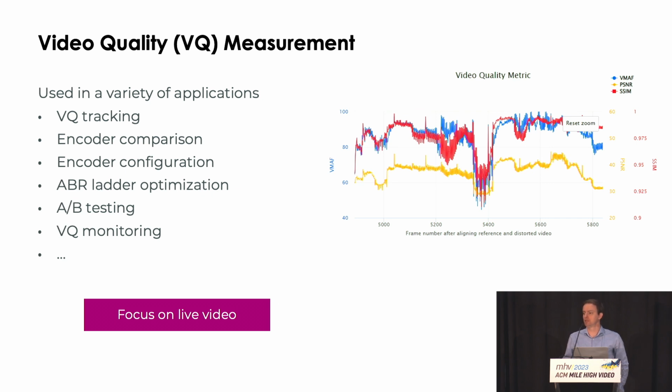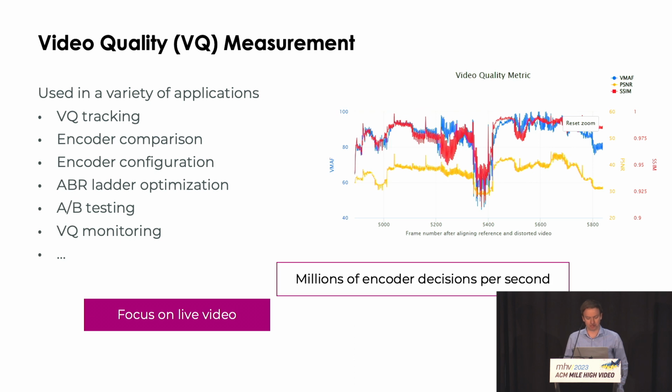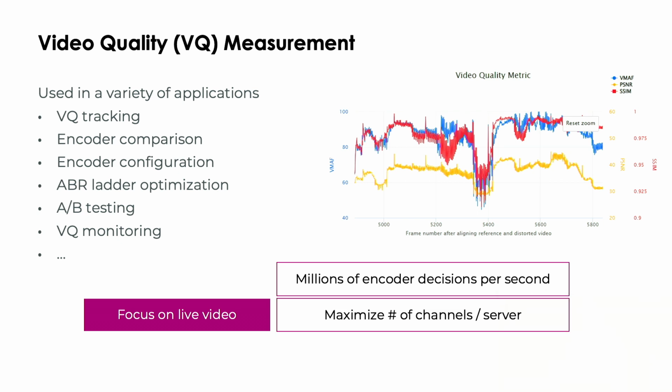So I'm talking here about systems that focus on live video, live or real-time encoding, where you have to take, again, millions of encoder decisions per second. One of the challenges that we always face is, we want to maximize the number of channels, video channels that we can process on a single server.